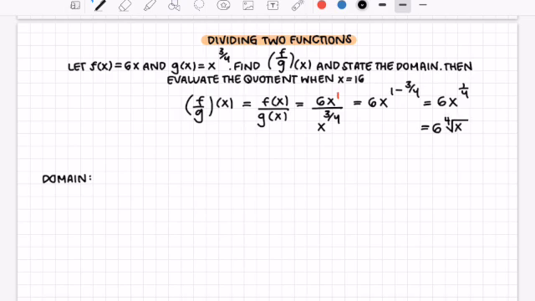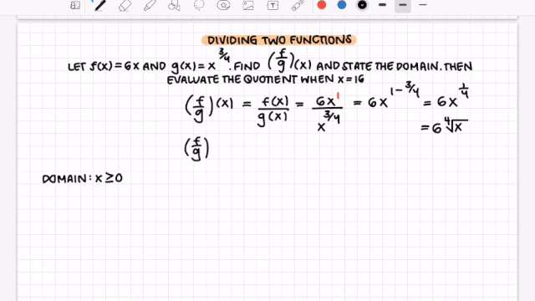Because we have an even root, I can't have a negative number in here. If I had, let's say, negative 16, it wouldn't work out. There's no solution. So I have to say that all my values have to be greater than or equal to 0. And then once I do that, I can start solving and evaluating.